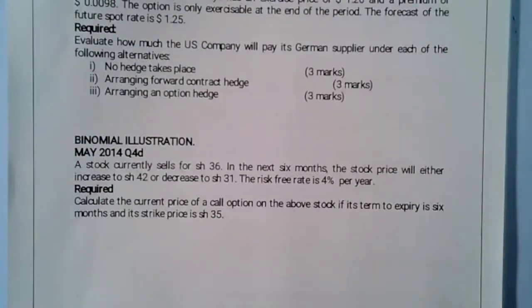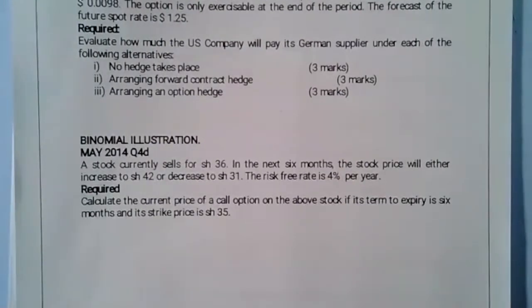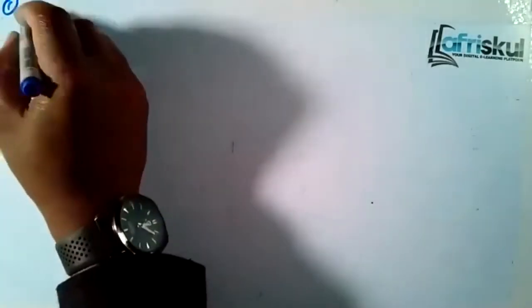So the examiner will not tell you to use the binomial model. Like for Black-Scholes, they were telling you, but for binomial, they will not. So how can you differentiate between Black-Scholes and binomial? For binomial, we have said that it assumes there will exist only two prices at the end. And in this case, we are told that it can either increase to 42 or decrease to 31. The risk-free rate is 4% per annum. Then we are told that the strike price, or what we call the exercise price, is 35. So how do we calculate that? So step number one, remember step number one, we have said that you need to determine the option delta.